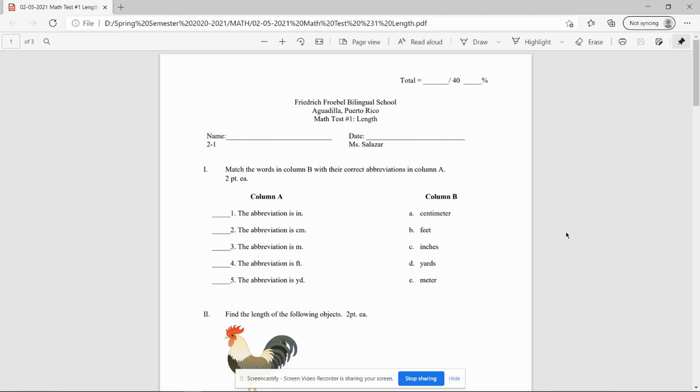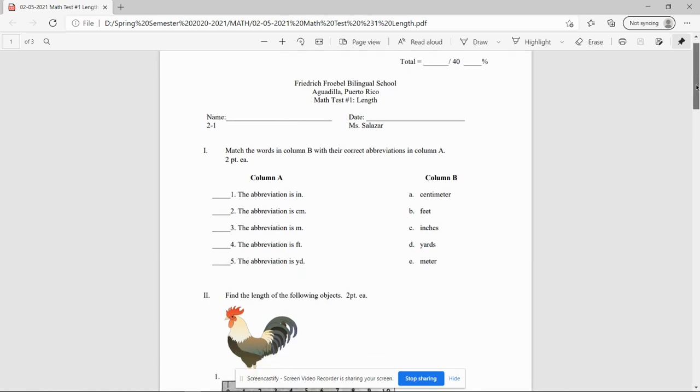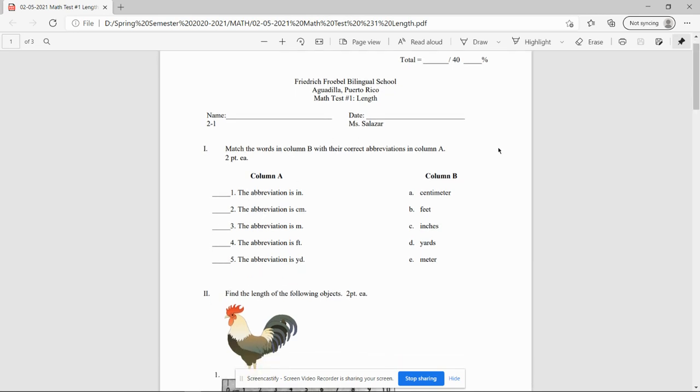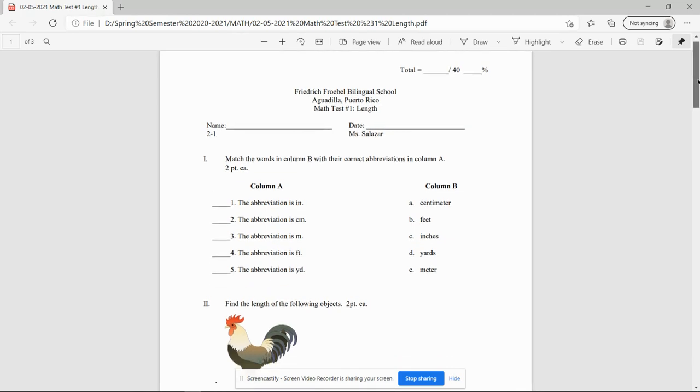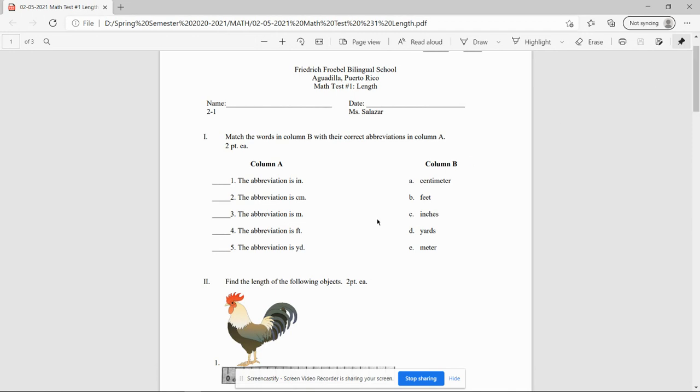So, I have with me the math test, and what I'm going to do is explain each part of the test, and I'm also going to be reading all the questions, okay? So, we are going to start. Make sure that you have your test and your pencil. So, the first thing you're going to do is write your name and the date.